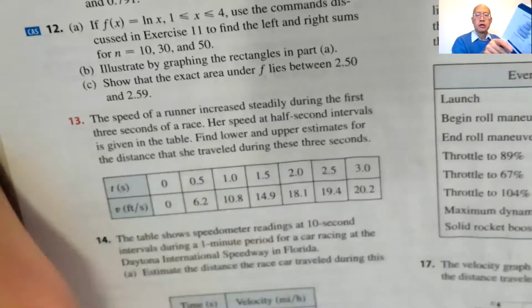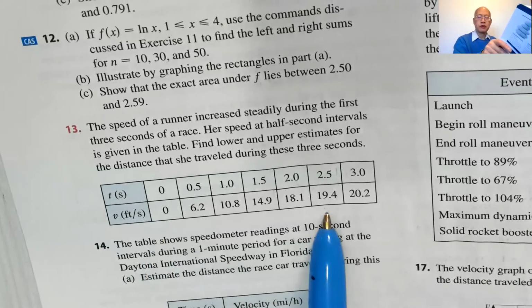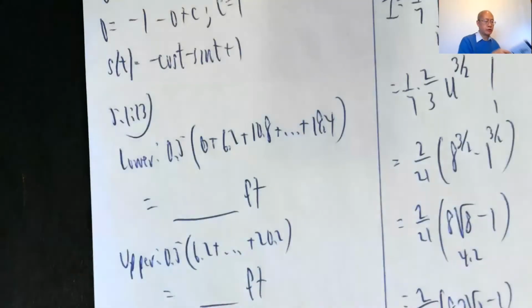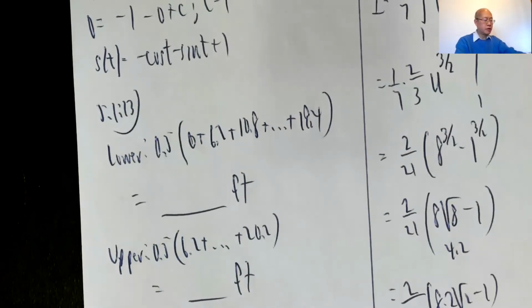Number 13. So lower estimate, you have 0 to 19.4. Upper estimate, 6.2 to 20.2. And your answer is going to be so many feet.